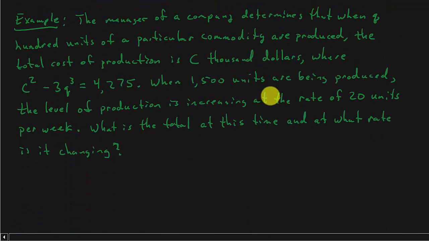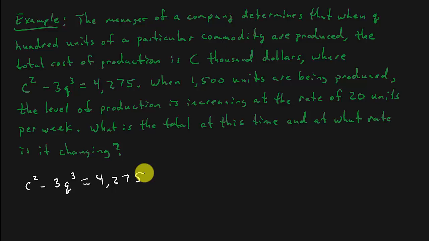It says the manager of a company determines that when Q hundred units of a particular commodity are produced, the total cost of production is C thousand dollars, where C squared minus 3Q cubed equals 4,275. And then it tells us when 1,500 units are being produced, the level of production is increasing at the rate of 20 units per week. What is the total cost at this time, and at what rate is it changing?